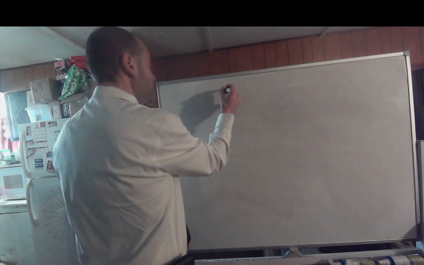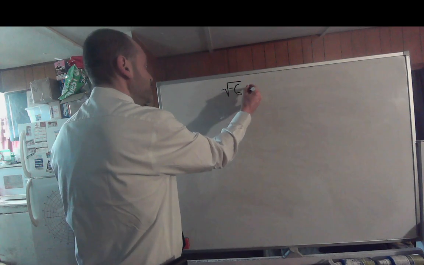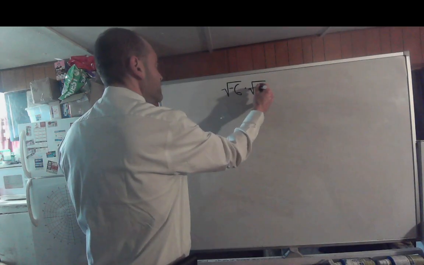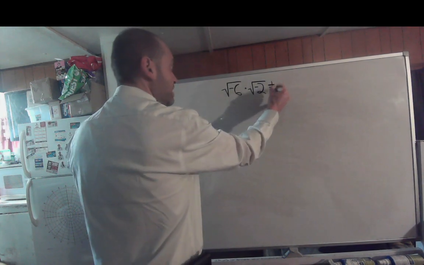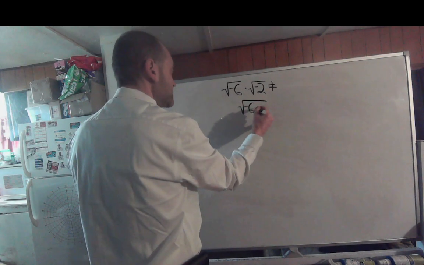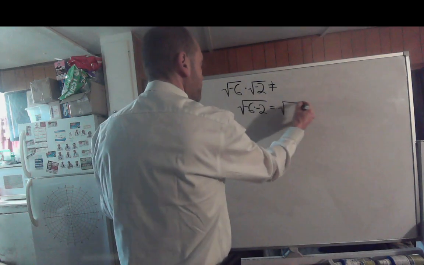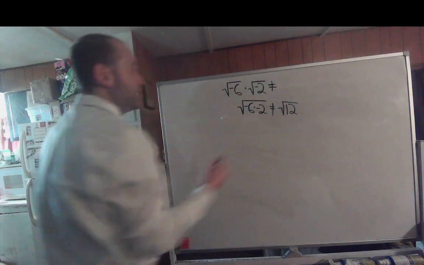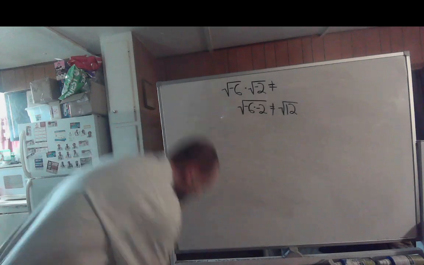Now, when we go to multiply, let's say you have the square root of -6 times the square root of -2. A lot of people make this mistake. They would think you just get the square root of +12. That's not quite how it works. Not with imaginary numbers.